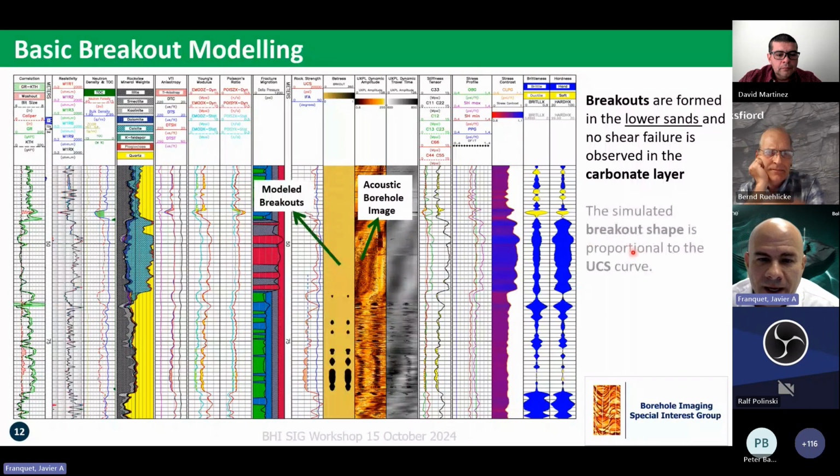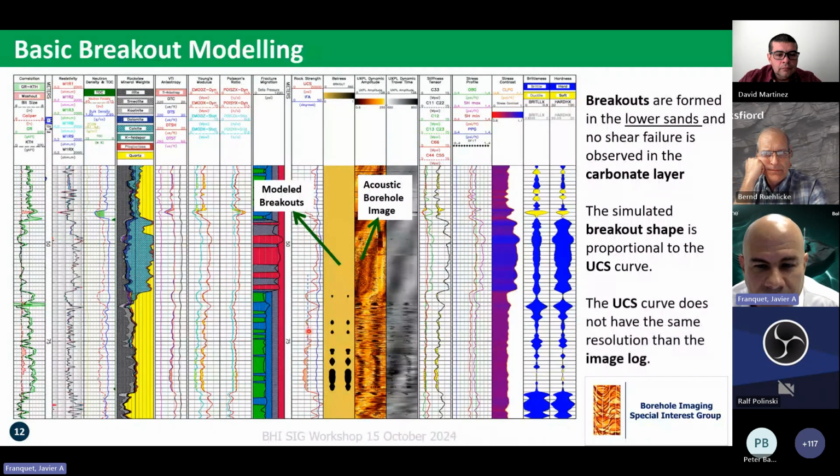Then, when we model the image, we notice that the UCS actually is a very good proxy to see the breakouts. The only problem is essentially the vertical resolution. As you can see, it is very difficult to match. If you're zooming, it's very difficult to match small breakouts like here and here, where the UCS doesn't have that vertical resolution, since it is mainly based on the acoustic.